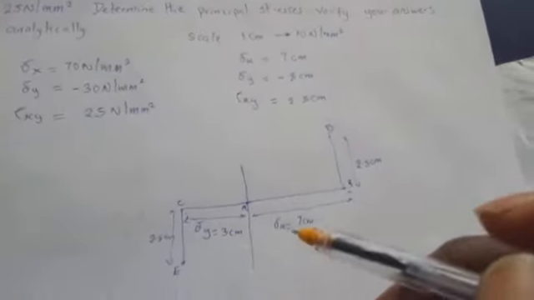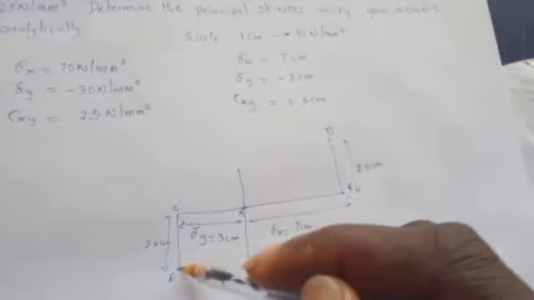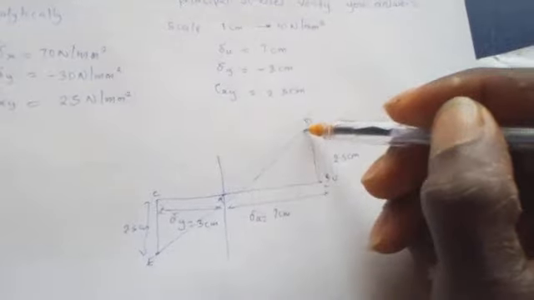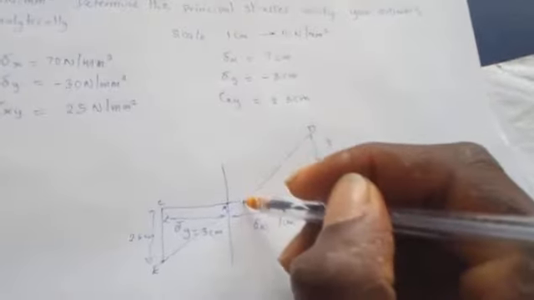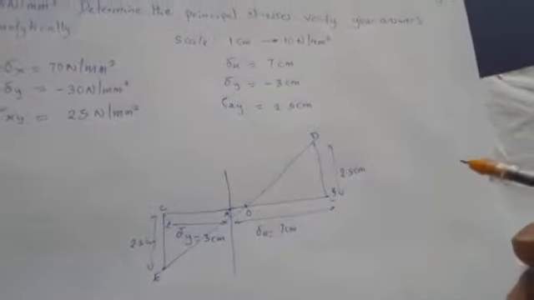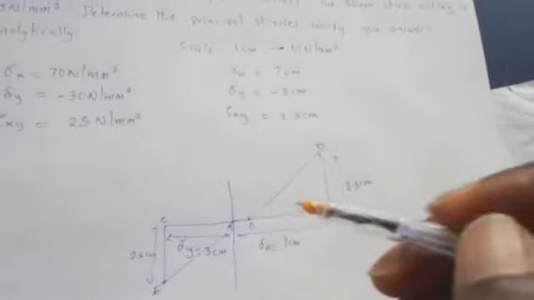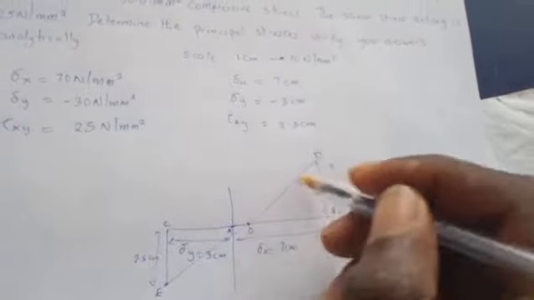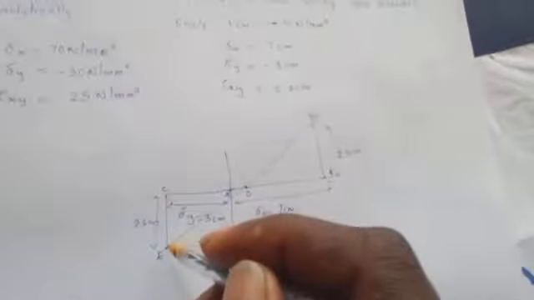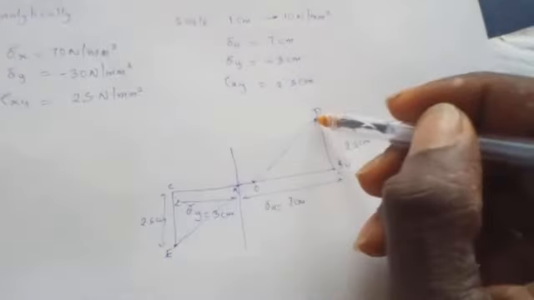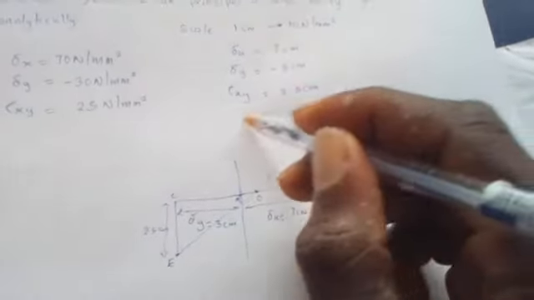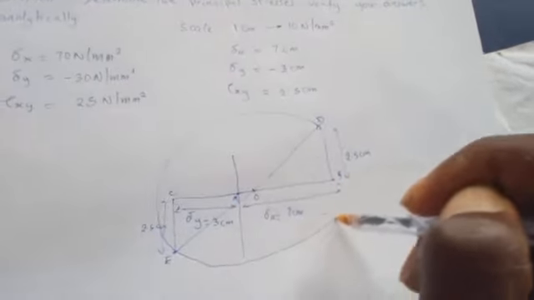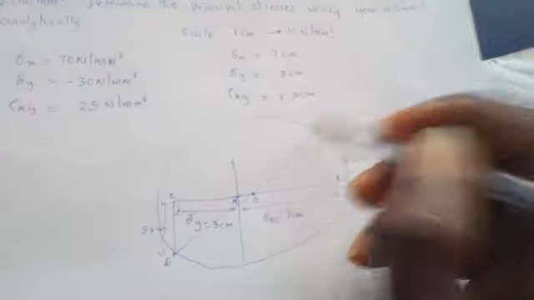Now what you do is join D to E. Where they meet, call that point O. You can see, now that you have joined D to E, place your compass on O, taking OD or OE as the radius. Then draw a circle. That is the Mohr circle. It will cut through E and back to D.